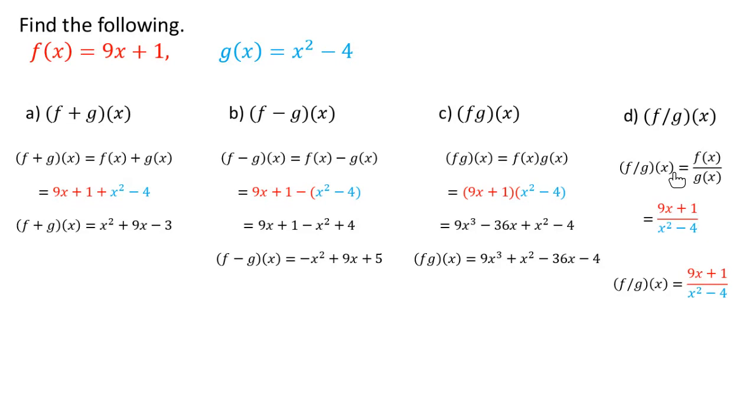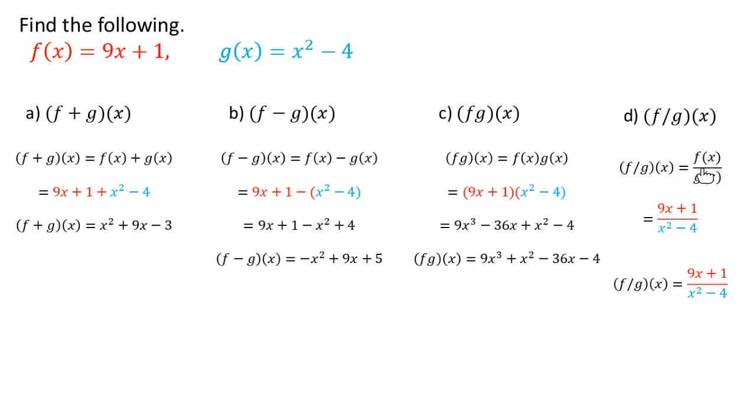dividing function f with function g is basically just this. Function f is my numerator, divided by function g as my denominator. And let's substitute. Function f is 9x plus 1. Function g is x squared minus 4. And then we look at this equation. Can we simplify it? Is there something that we can simplify? From the denominator, we can't factor out an x because this element doesn't have an x. We can't factor out a 4 because this x squared doesn't have a 4. And same with my numerator. This element here only has an x, but the 1 doesn't have an x.